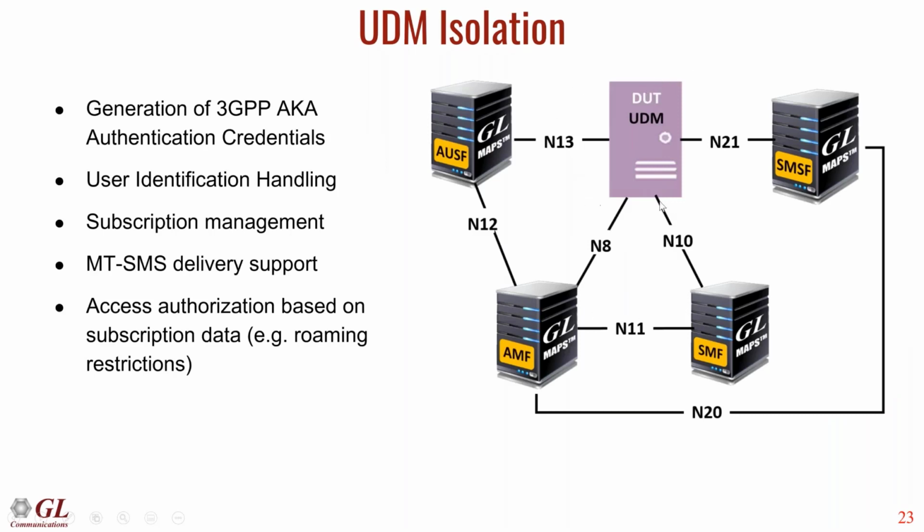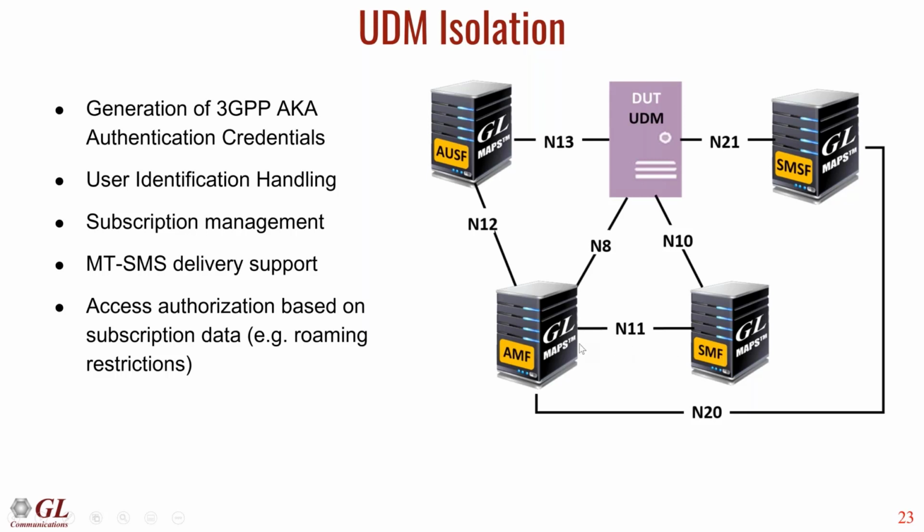So UDM is an important aspect. Most of the network elements interact with this. It has a lot of subscription information, which is very useful for the AMF and SMF in deciding the call behavior. The AMF, during registration, first downloads all the subscription details from the UDM. So it is important to test the UDM.